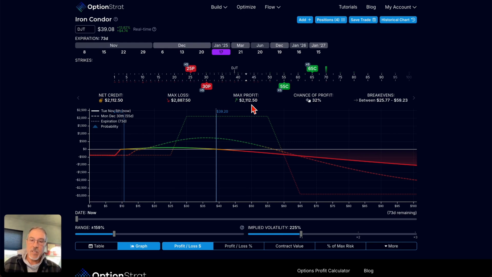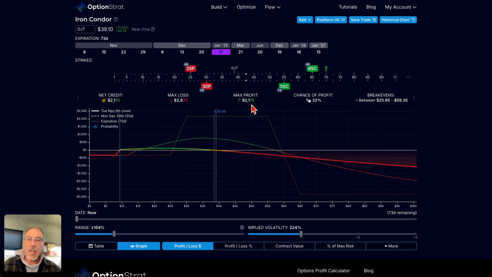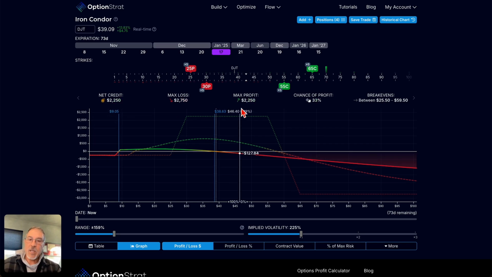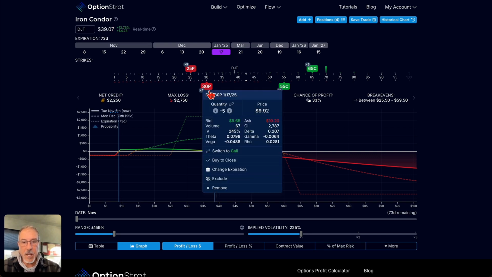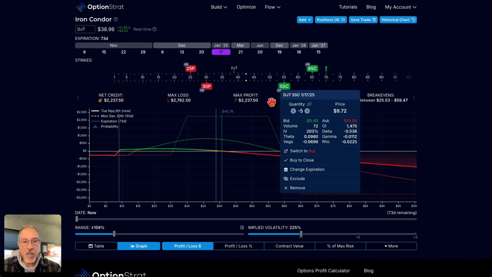So giving this more time allows this to maybe digest a little further, allows me as a trader to have time to potentially adjust it, and I have a lower risk to reward ratio as I go out further in time on this. And the volatility here is still pretty darn high for being that far out. So I want to take a look again.